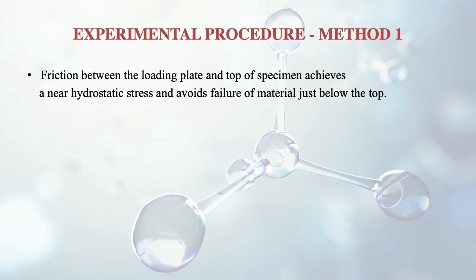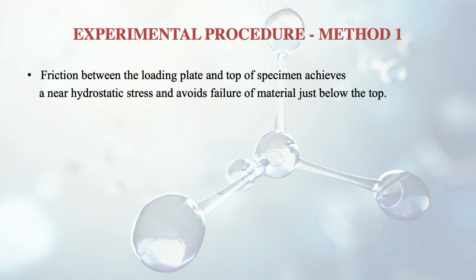As we talked earlier about the friction between the loading plate and the top of the specimen, this friction achieves a near hydrostatic stress. Hydrostatic stress, also known as volumetric stress, is a component of stress which has only uniaxial stresses and there is no shear component. So there is no chance of failure between the plate ends and the ends of the specimen, as there is no shear, meaning that this specimen will be acted upon by the compressive force from all the directions. So it will be equal from all directions, and thus avoids failure of material.